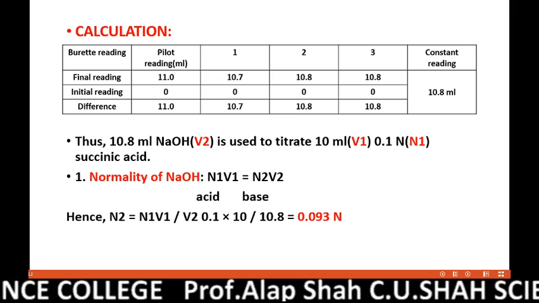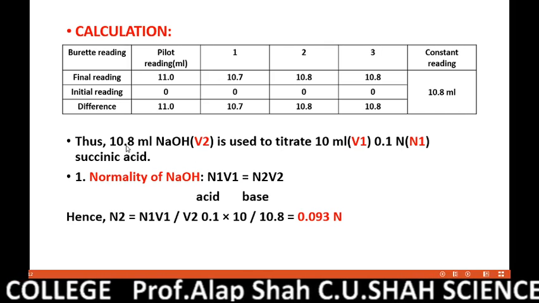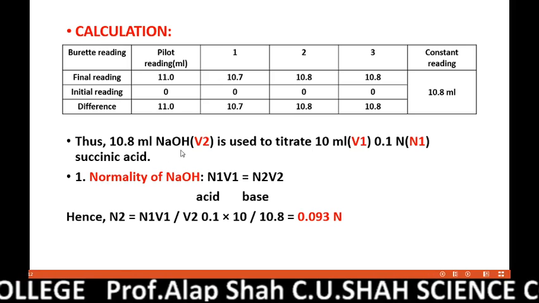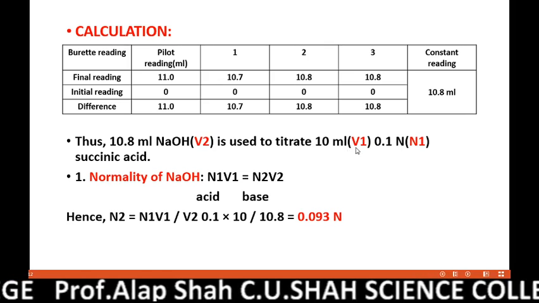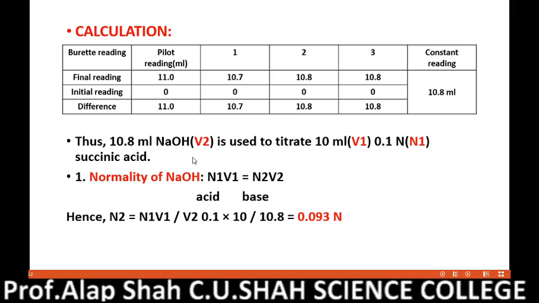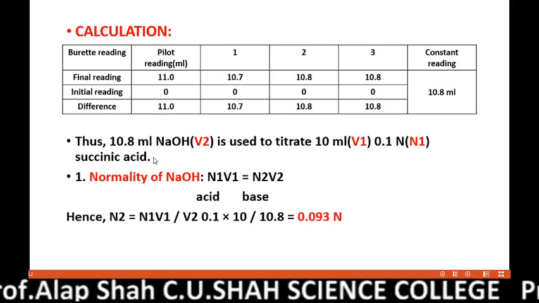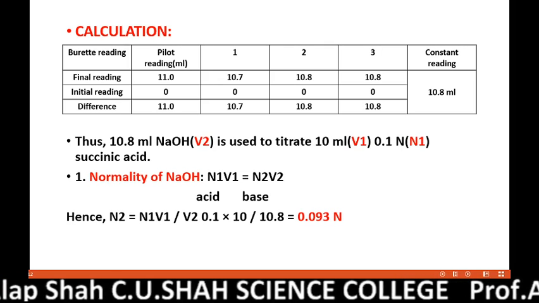Now from the 10.8 ml NaOH, we can say that 10.8 ml NaOH is used to titrate 10 ml of 0.1 normal standard solution of succinic acid. Now let us calculate normality. Formula is N1V1 equal to N2V2.